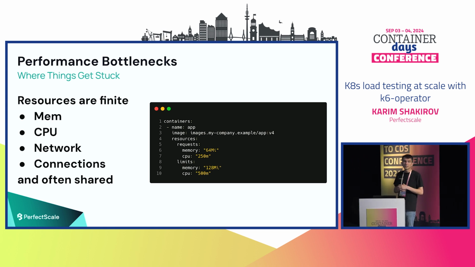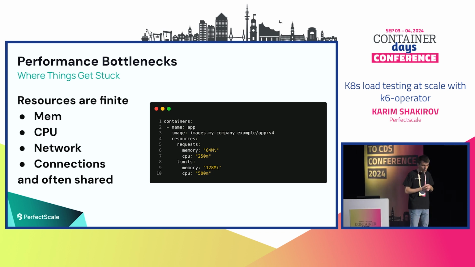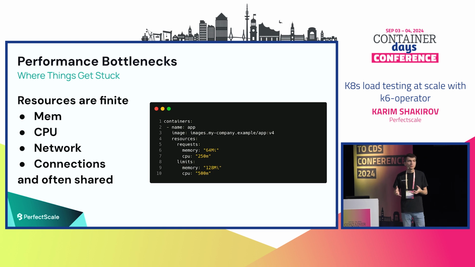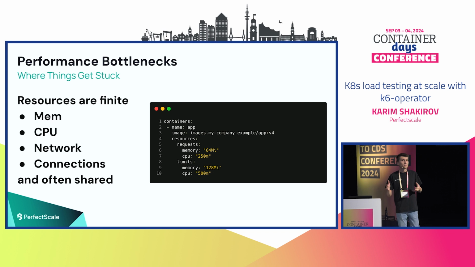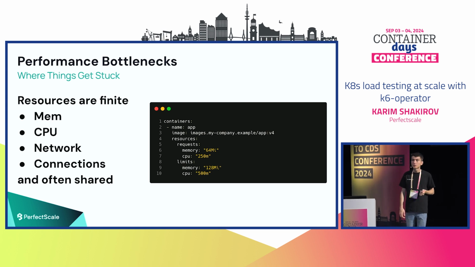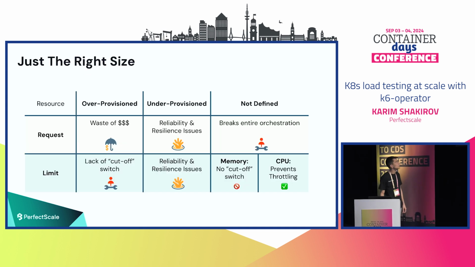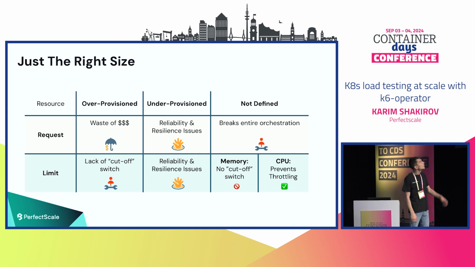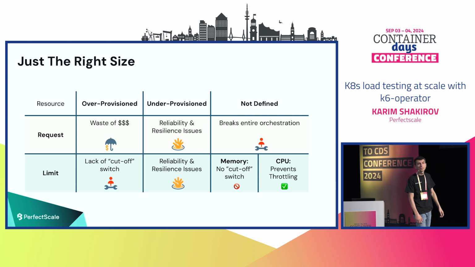But the next day, when your application is in production, you get a different load profile. You have multiple users, multiple request types, your cache hit ratio becomes lower, and your application needs more resources. What happens at this moment? For example, in Kubernetes, if you under-provision in terms of requests, you can have reliability and resiliency issues.